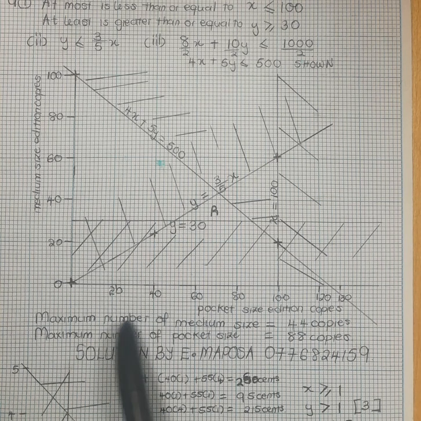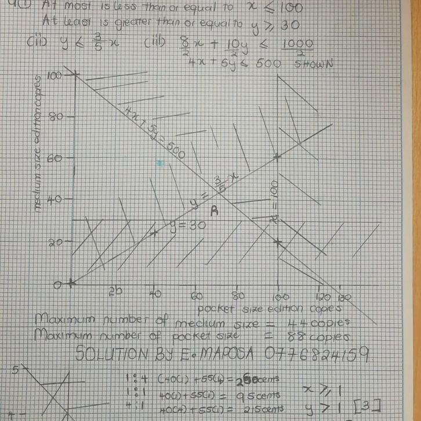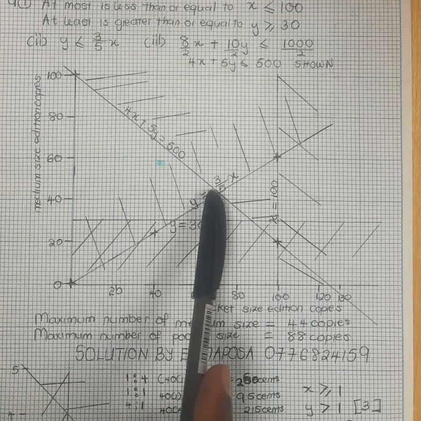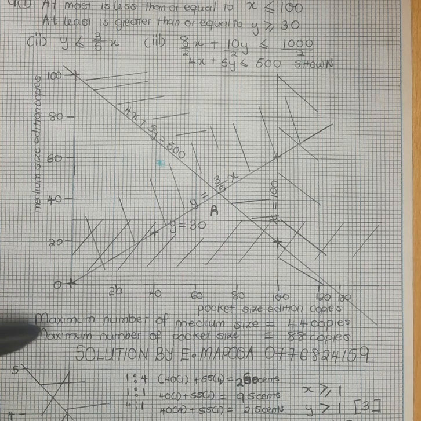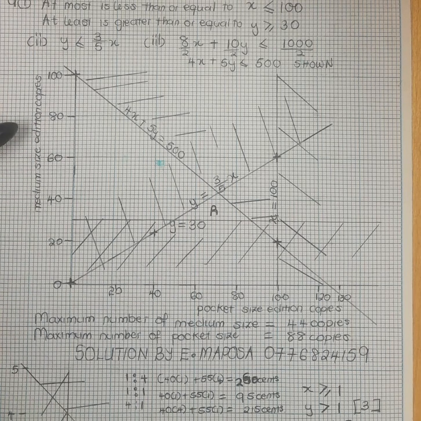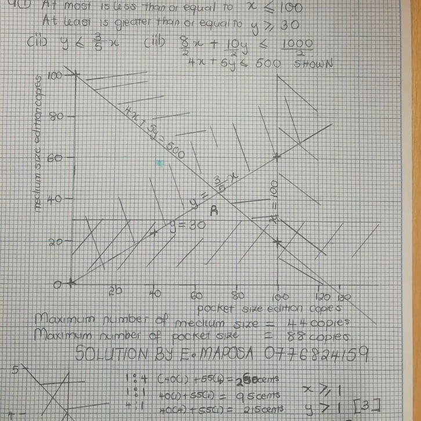If you are now finding the maximum number of medium size, it is a matter of comparing the corner points of the wanted region. This is our wanted region. So we are going to compare here, here, and here. And we specify that the y-axis is representing the medium size copies, and this one is representing pocket size edition copies. So I think that is what you need to know when it comes to linear programming.